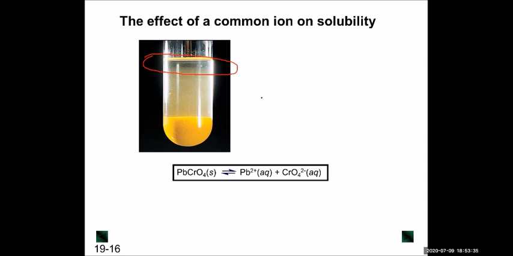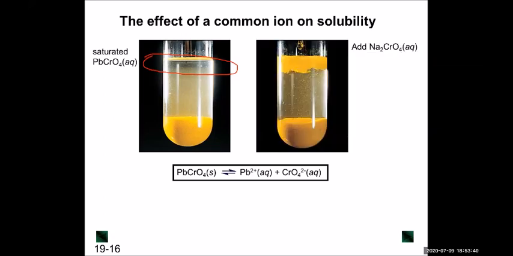Okay, and then we do something. We add the sodium chromate solution to the top. By adding the sodium chromate, now we have an increased amount of product, the right-hand side. It will shift the equilibrium to the left, which means it will form solid lead-2 chromate. That's the yellow precipitate formed here. It is basically the application of Le Chatelier's principle.